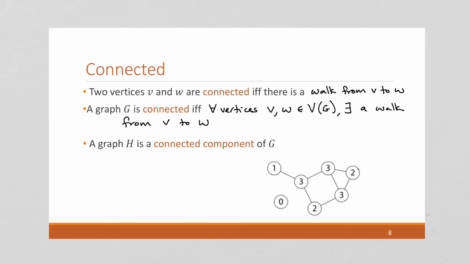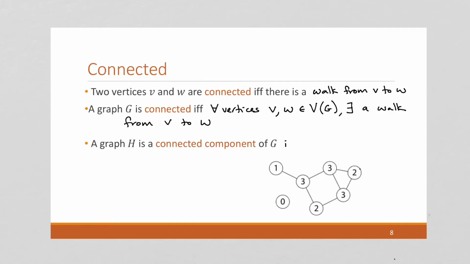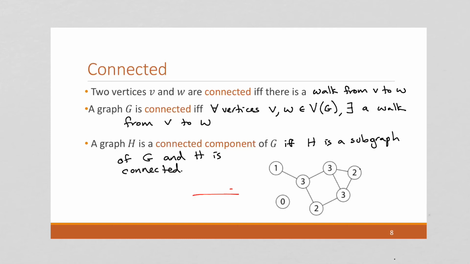It's just saying the whole graph is connected if for every pair of vertices we can get from one to the other. And these are all undirected graphs. That's not necessarily the case in a directed graph. Okay, and we say a graph H is a connected component of G if and only if H is a subgraph of G, and H is connected. Right? So looking at this graph down here, this is not a connected graph, because we have this little loner over here. However, this part is a connected component.